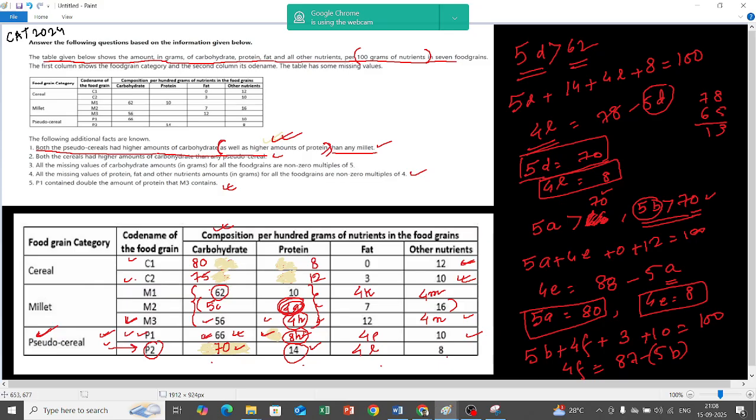4G is 12. So where is 4G? Yes. 5C is 65. Where is 5C? 65.